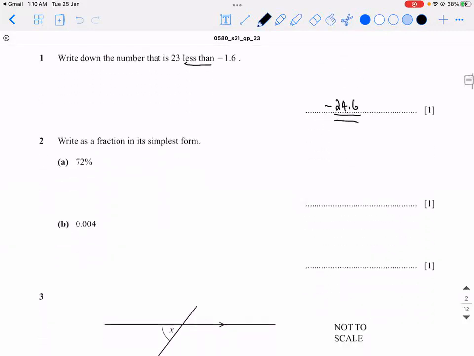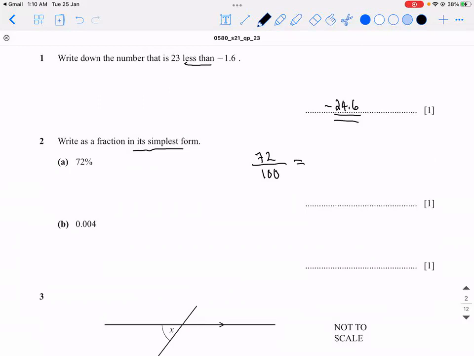Then write as a fraction in its simplest form, 72%. So by definition, what is 72%? 72 over 100. But we have to report in the simplest form. So how will we report in the simplest form? We will cancel the common factors. How can we cancel this 72?